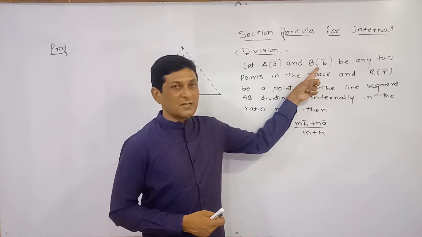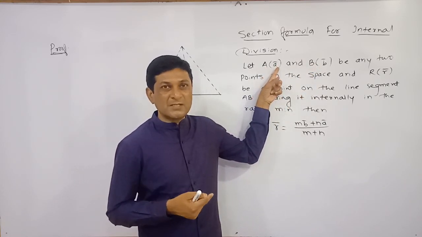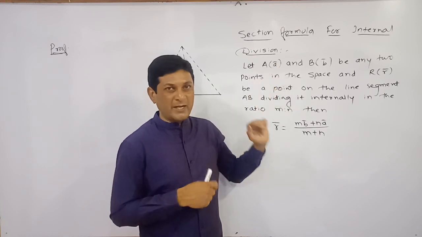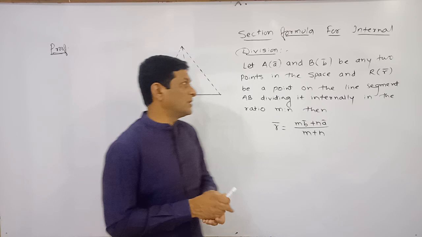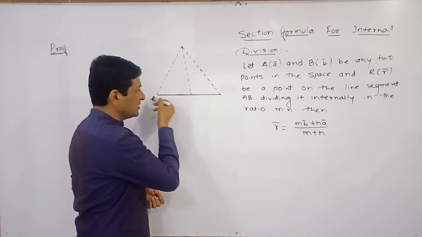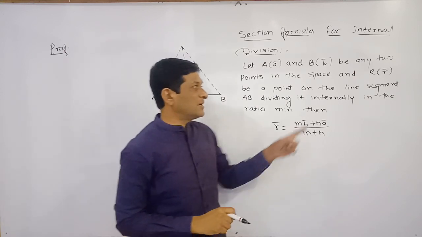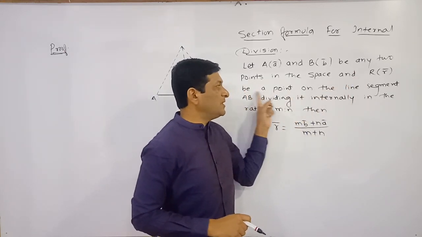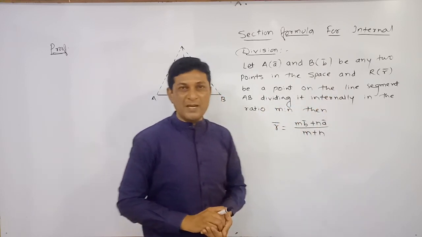Here 2 points are given to us. A is a point, in bracket A bar is written. Its meaning is that A bar is the position vector of point A and B bar is the position vector of point B. So let us suppose that the first point is A and the second point is B. Another condition is that point R be a point on the line segment AB dividing it internally in the ratio m is to n.